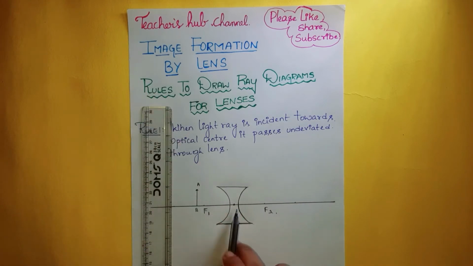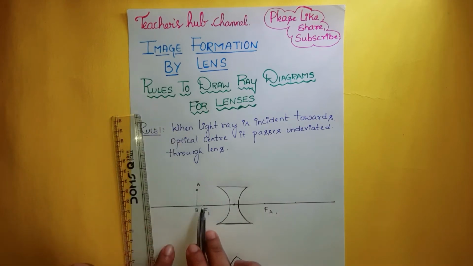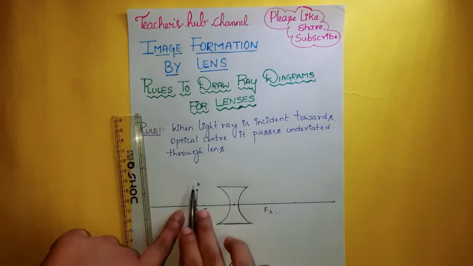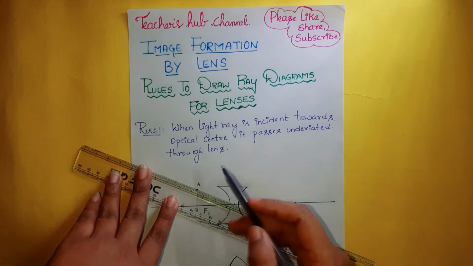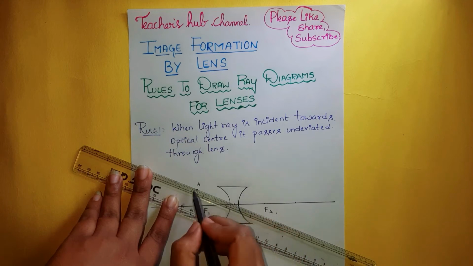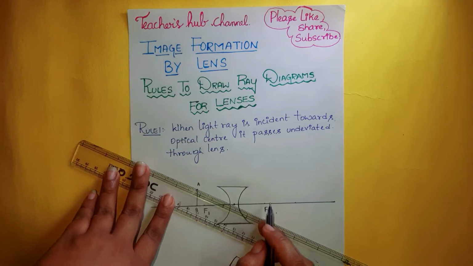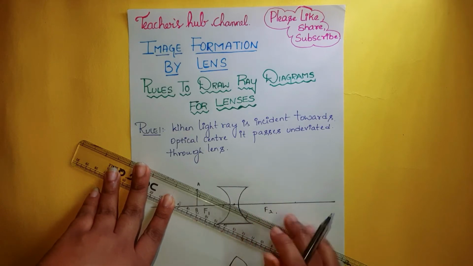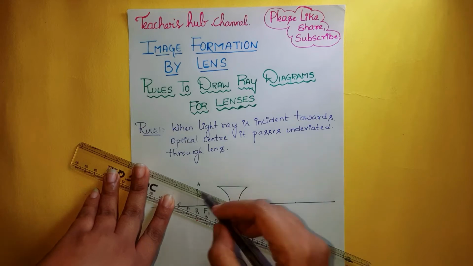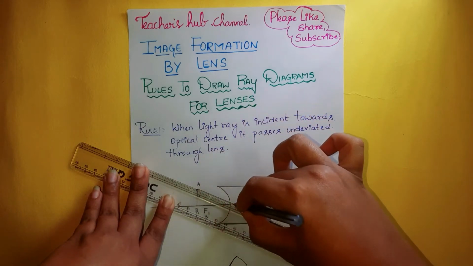Now we have taken a concave lens. The rule states that whenever the light ray is incident on this lens and passes through the optic center, it passes undeviated. This is the object AB. Now I'll draw one incident ray coming from the object. I'm drawing one line. It should start from this object, and this incident ray should pass through the optic center.